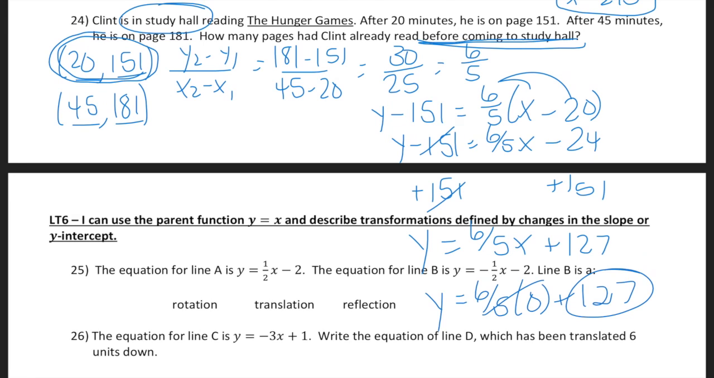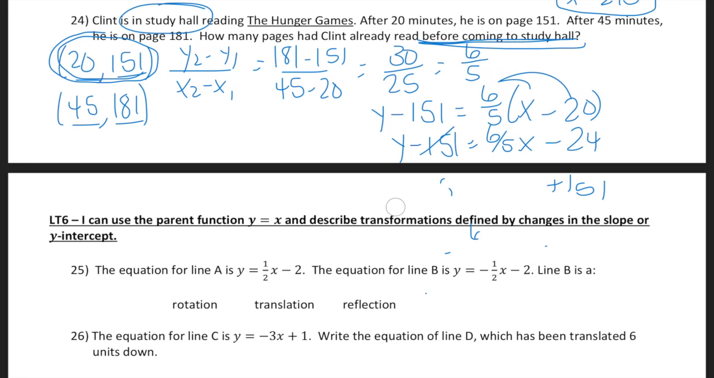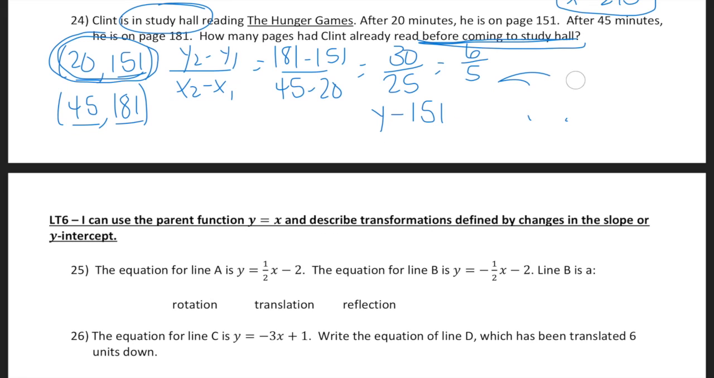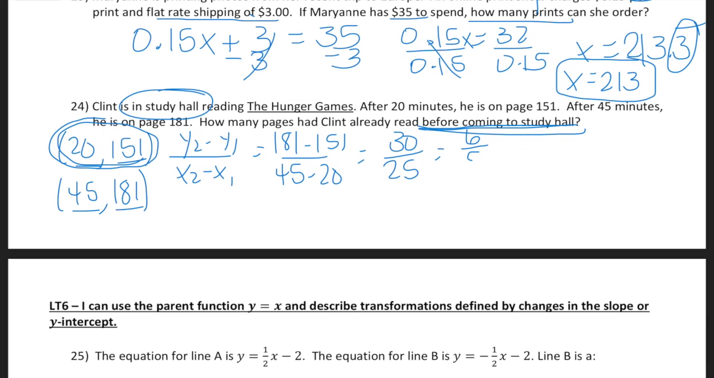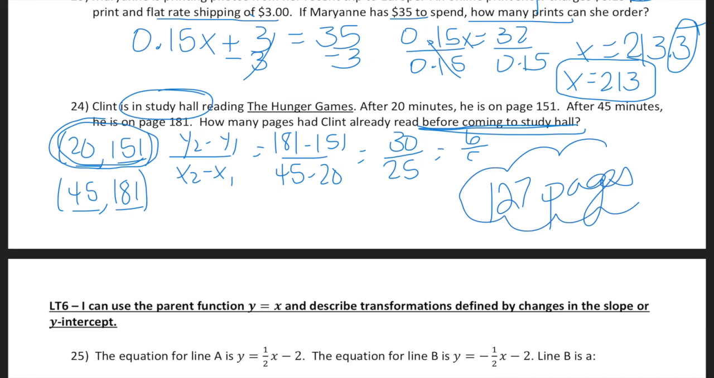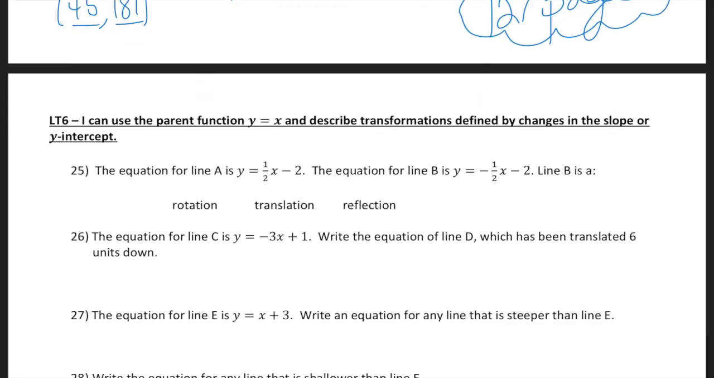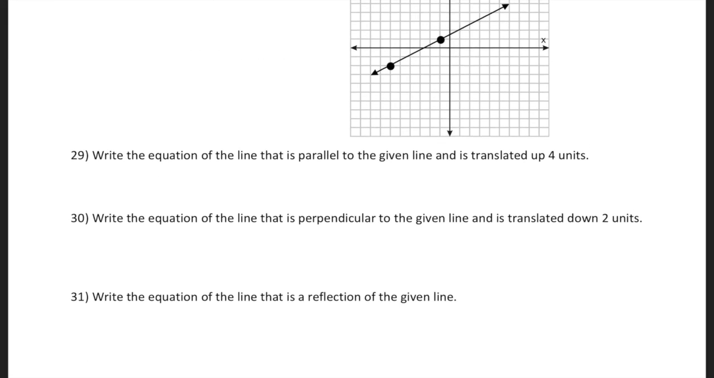Okay. I know these word problems are tough, but you just have to think about, okay, what does this have to do with any of the stuff that I've already been learning? How could I use the slope formula? How could I use the point slope formula? What does this have to do with anything? And start thinking of ways that you can relate what we've already learned back to these situations. This was 127 pages. And review that section in your notebook, because that is very helpful when you're solving these kinds of problems. And let's move on to learning target 6. I think this is the end.